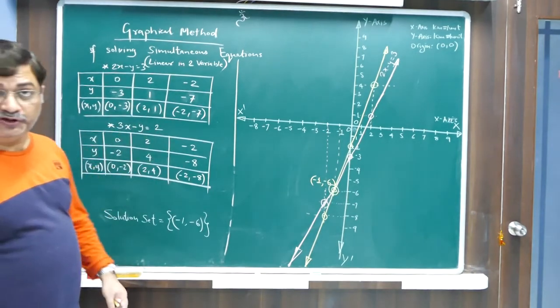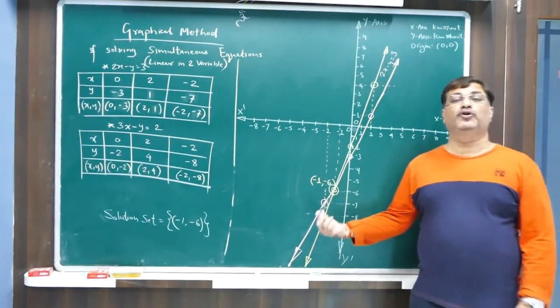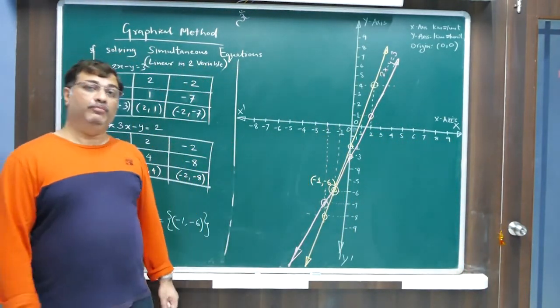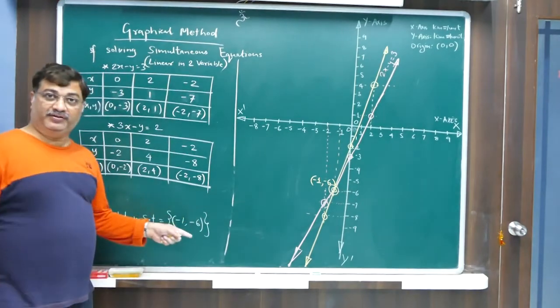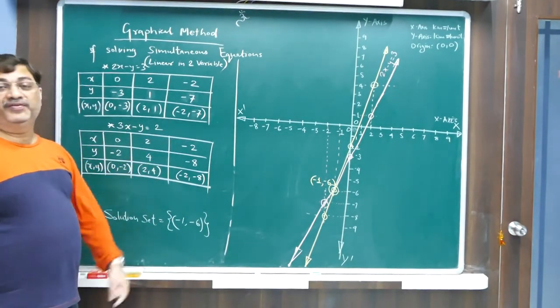So for these 2 equations, what is the answer? What is the root? What is the solution? Minus 1 comma minus 6. So x is how much? Minus 1. Y is how much? Minus 6. So what is the value of x? Minus 1. What is the value of y? Minus 6. That is what the graphical method has given us.